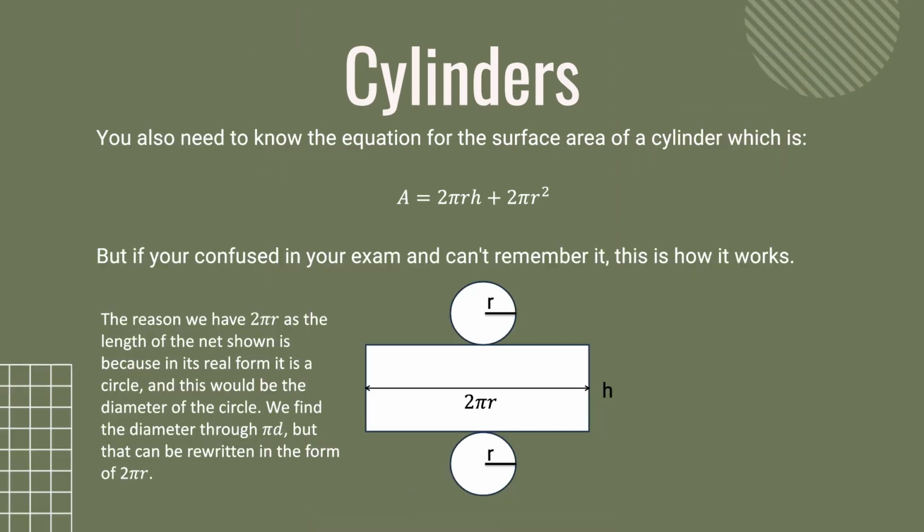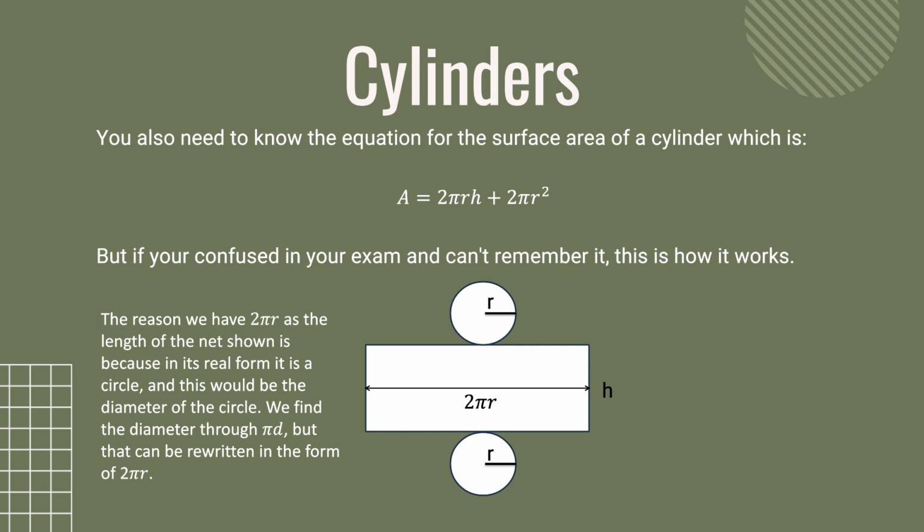699.8. Now it's time to work out the surface area of a cylinder. You will also need to know this equation, which is 2 pi r times height plus 2 pi r squared. However, if you can't remember it in your exam and you're confused, this is how you can remember it and work it out using the shapes.